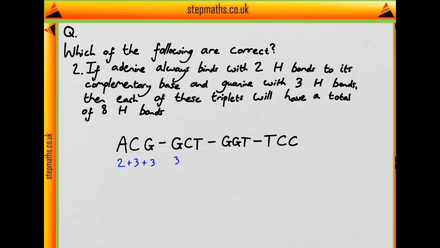Next, we have a guanine forming 3 hydrogen bonds, a cytosine also forming 3, and a thymine forming 2, which also totals 8. And so we can do this for the remaining 2 triplets, and we find that all 4 triplets total 8 hydrogen bonds. So we know that this statement is also correct.